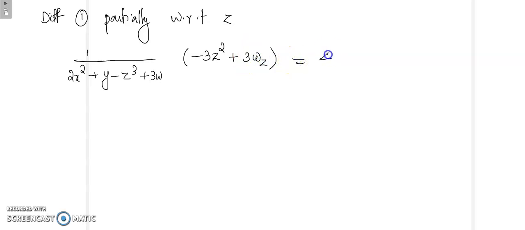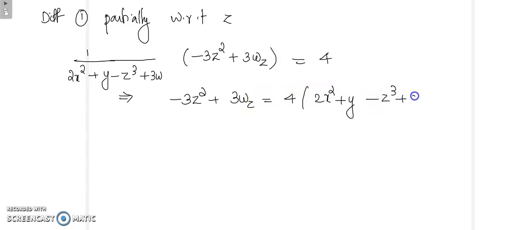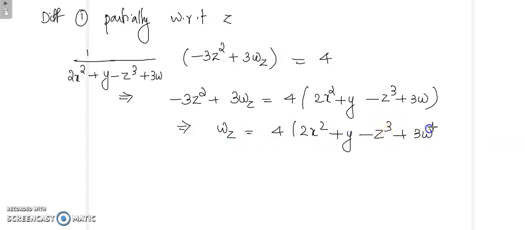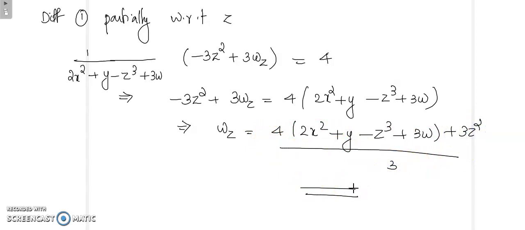So on the right side you have 4. Okay. So that will give minus 3z squared plus 3wz equal to 4 into 2x squared plus y minus z cubed plus 3w. So that gives wz equal to 4 into 2x squared plus y minus z cubed plus 3w plus 3z squared by 3. So that is the partial derivative with respect to z. So this is how implicit differentiation works when you have a function of 2 and 3 variables.